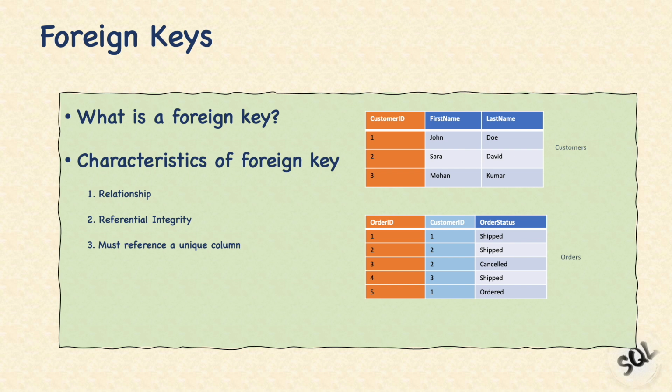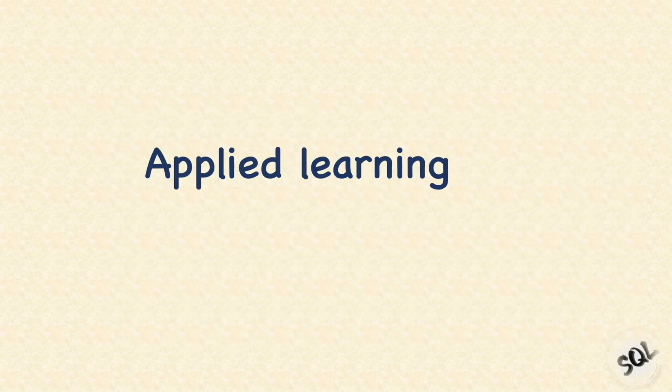Every foreign key must reference a unique column in the parent table. Typically, this is a primary key or a column with a unique constraint. So, to conclude, foreign keys are vital for maintaining the structure and reliability of relational databases. We have covered the basic concepts and the groundwork is done. Now we will go through some practical cases.